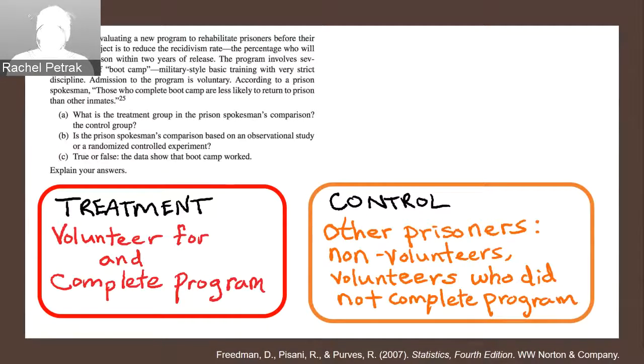And just to preview ahead for the next item, we can see that this must be an observational study because inmates were not assigned by the investigators to the treatment or control groups. The inmates assigned themselves to these groups. They either volunteered for the program and completed it, or they didn't. The participant decided, so that makes this an observational study.